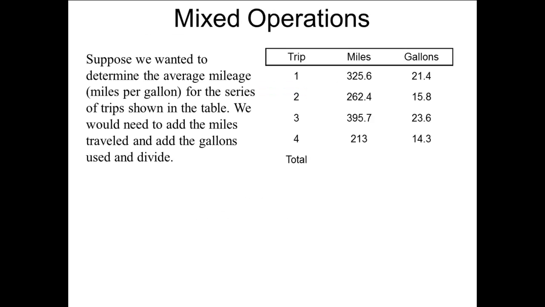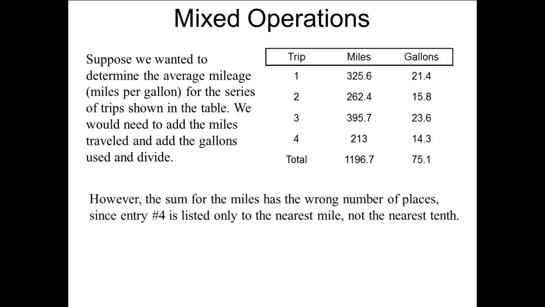What about mixed operations, when we're doing both addition and subtraction and multiplication and division? Suppose we wanted to determine the average mileage, miles per gallon, for the series of trips shown in the table. We would need to add the miles traveled and add the gallons used and divide. The totals would be 1,196.7 miles and 75.1 gallons.